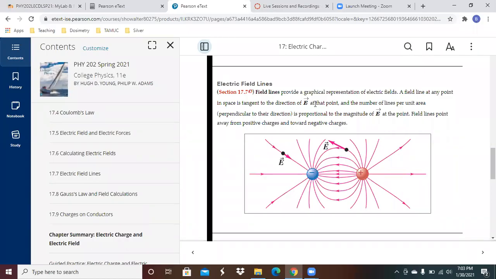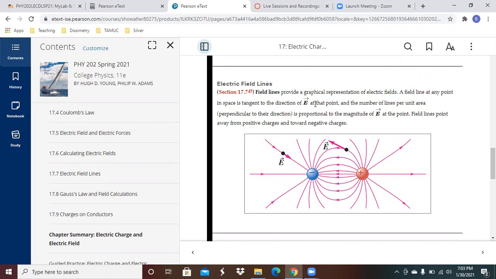All right, this is going to be the lecture over section 17.7. We're going to be looking at electric field lines. Now, what are field lines? Field lines are going to provide a graphical representation of the electric fields.